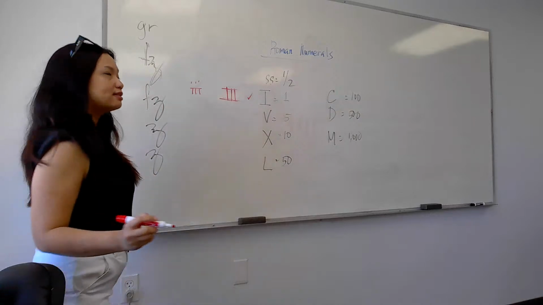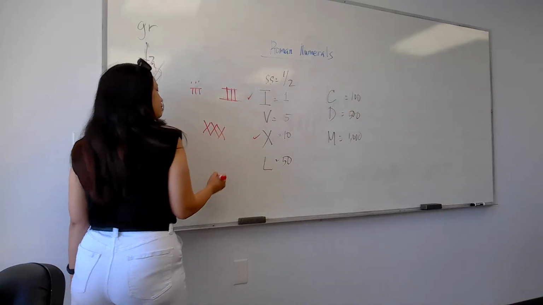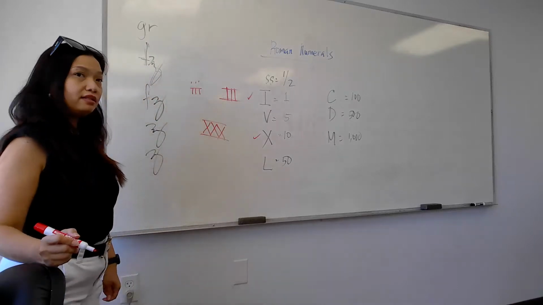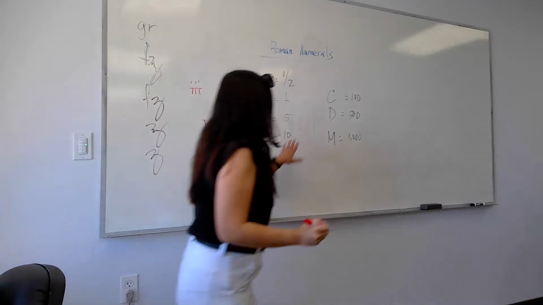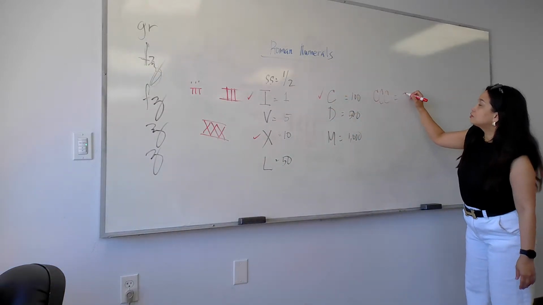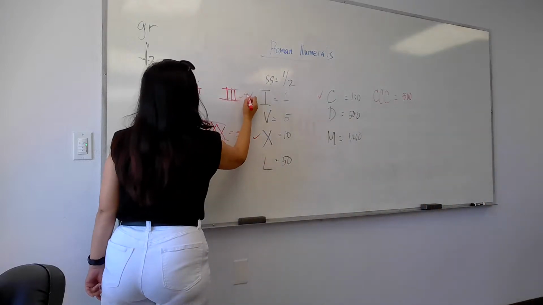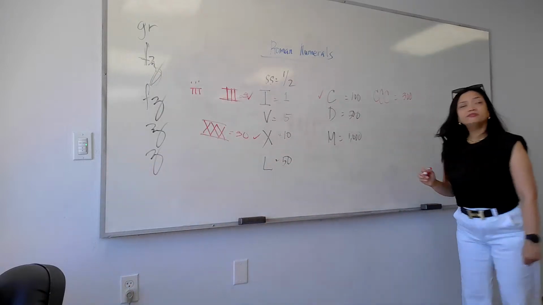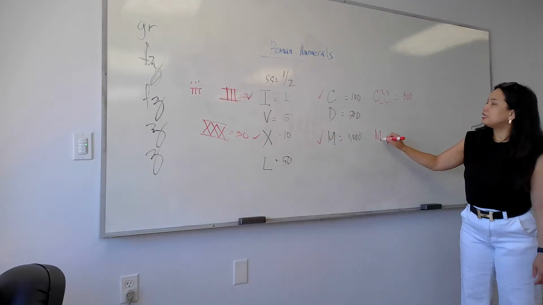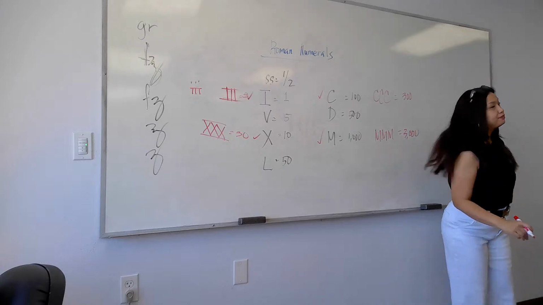Can we repeat X? Yes. So a maximum of 3 times. That means this one's equivalent to 30. Can we repeat L? No. Can we repeat C? Yes. So a maximum of 3 times, so this is equivalent to 300. Can we repeat D? No. Can we repeat M? Yes. So this can be MMM, which is equivalent to 3,000.